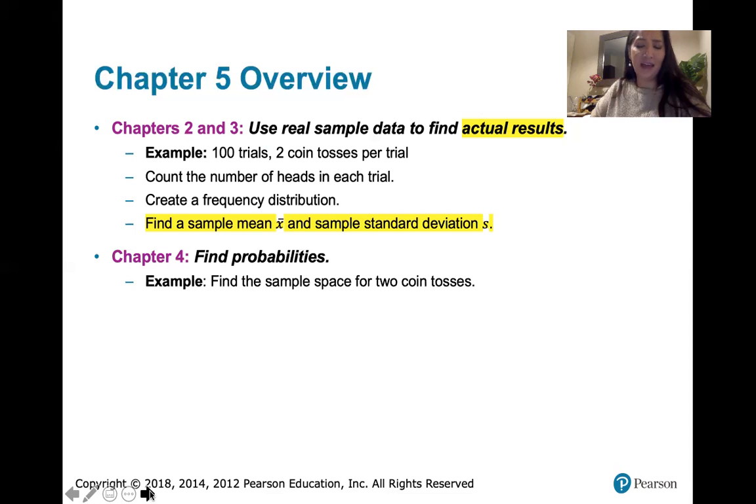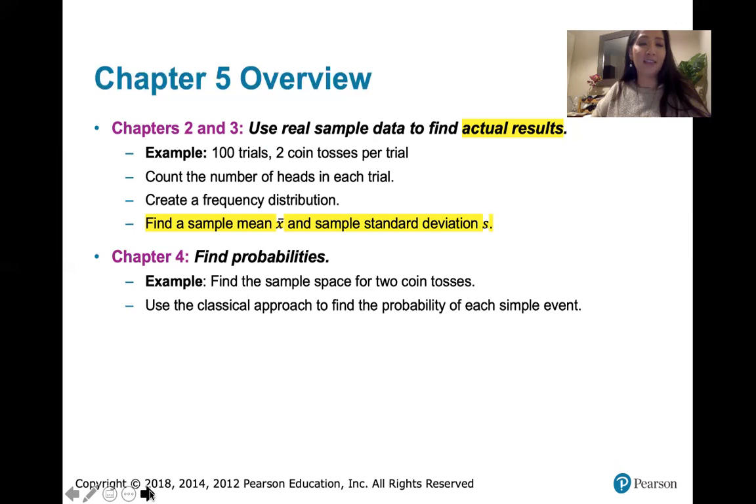You could have a head and then a tails. You could have heads and then heads. You could have a tail and then a tail, or you could have a tail and then a heads. And then you would look at the probability of getting 0 heads or 1 head or 2 heads. You could use the classical approach to find each of those probabilities.